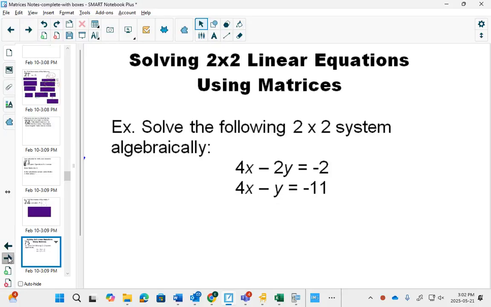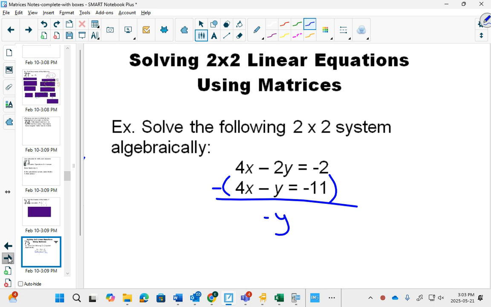But first of all, can you see this would be really easy to solve with elimination? I would probably just subtract the 2. If I subtracted this whole thing, then I would get negative y equals 9. Oh, I've already figured out what y is. Yay. And if I know what y is, I can move that over to the other side and get, did I make a mistake? Yeah, that looks good. y is equal to negative 9.